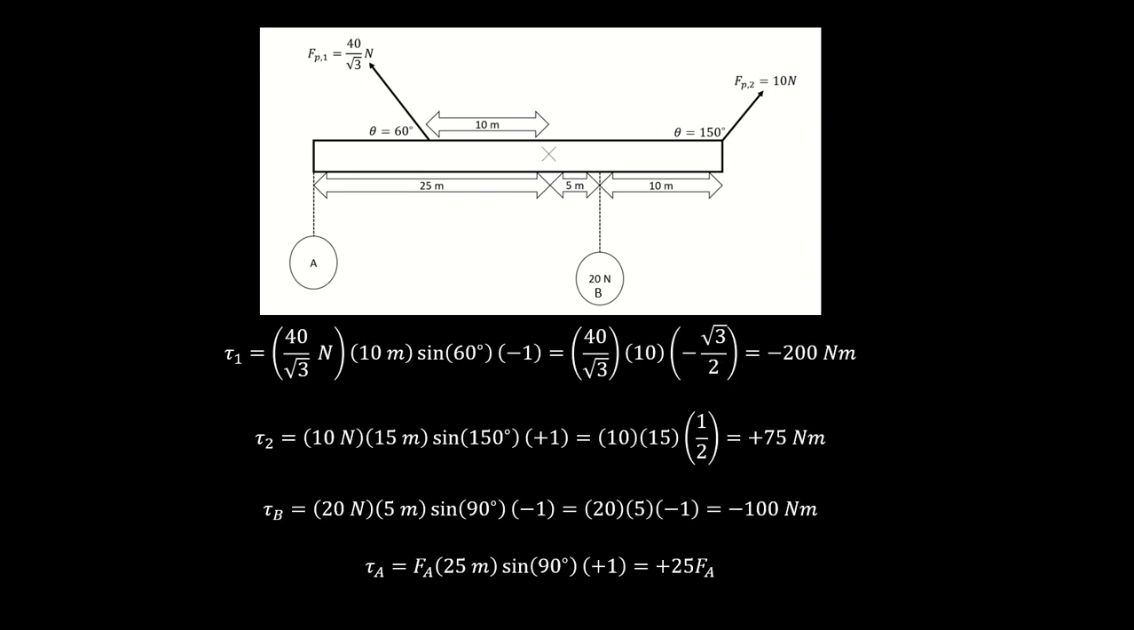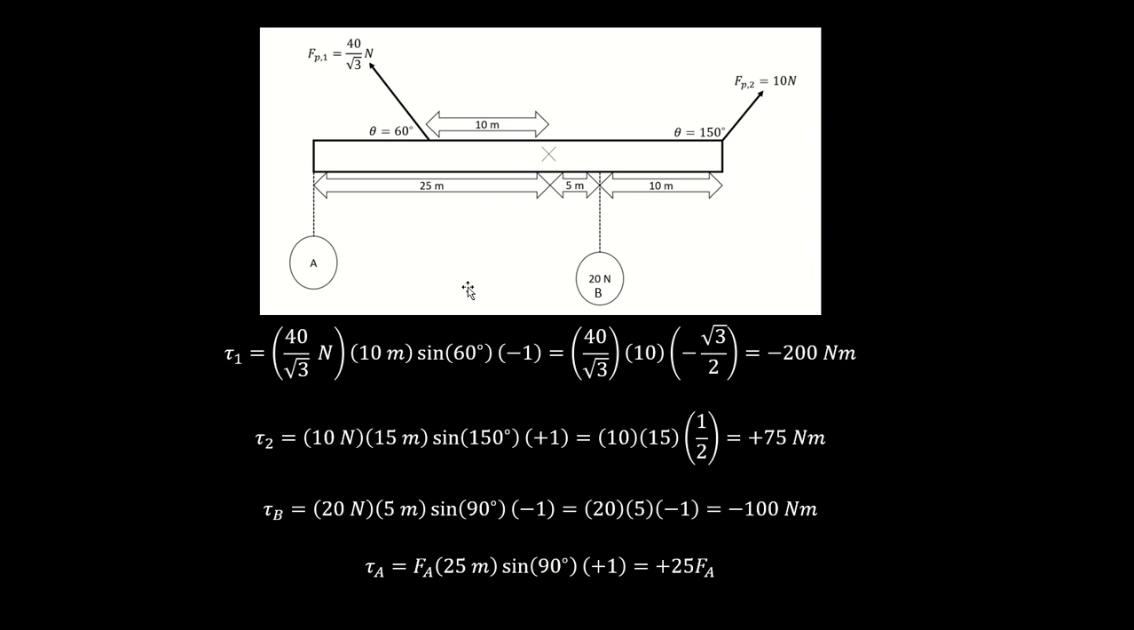Plugging all of that information in, let's calculate all the torques that we have acting on our object. Well, we have torque from applied force 1. That's going to be its force, 40 over square root of 3 newtons, times 10 meters, times the sine function of 60 degrees. We're still using degrees.